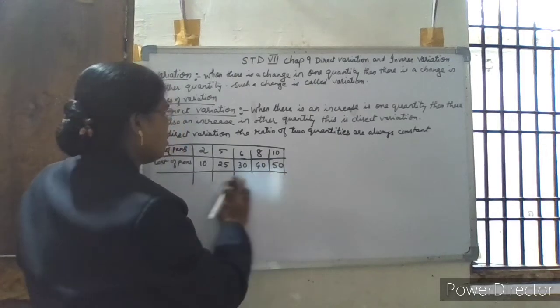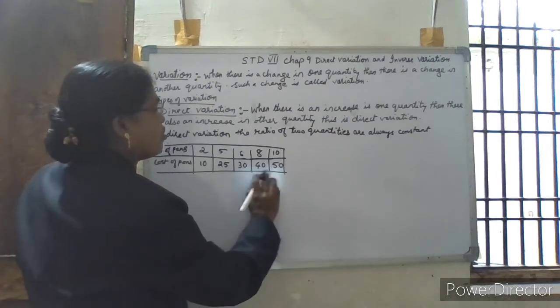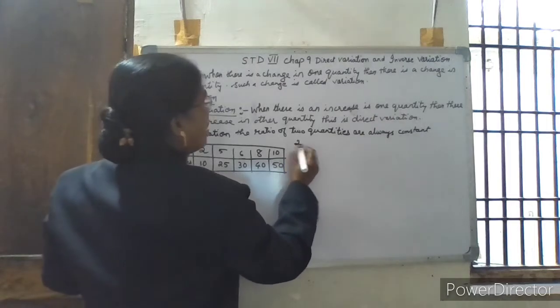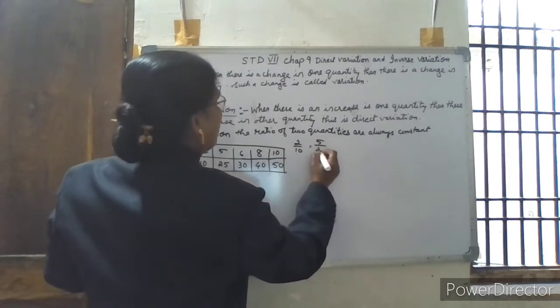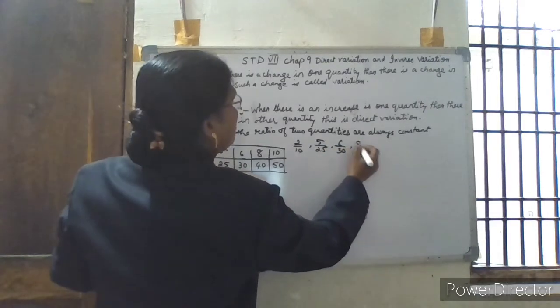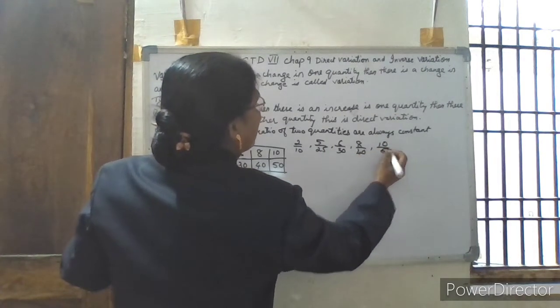You can see the ratio of this. Ratio of this, that is 2 by 10, 5 by 25, then 6 by 30, 8 by 40, 10 by 50.